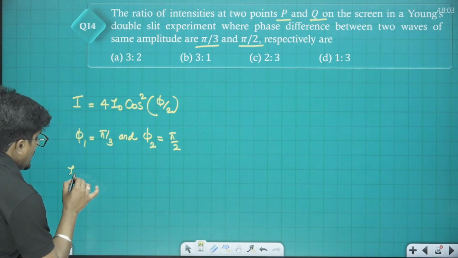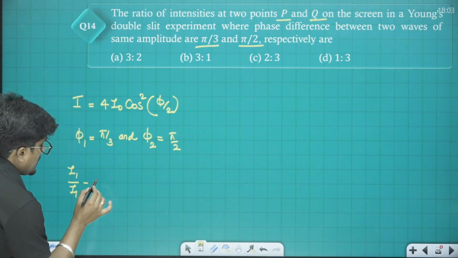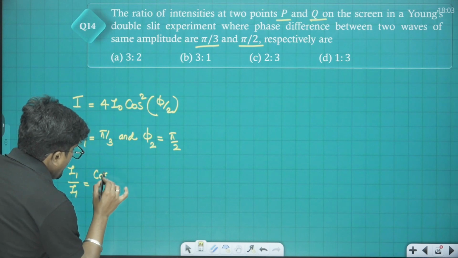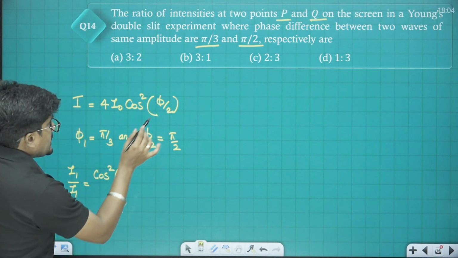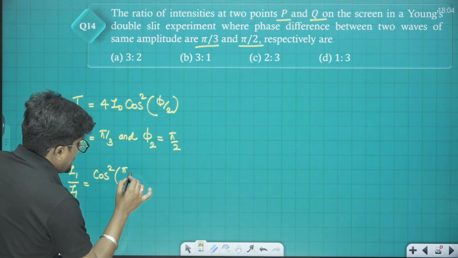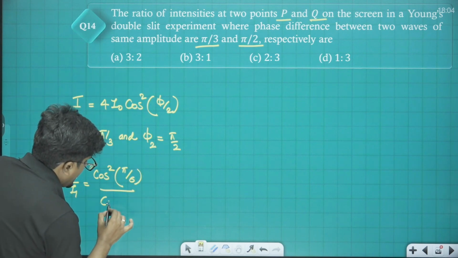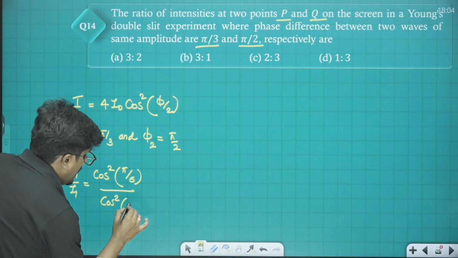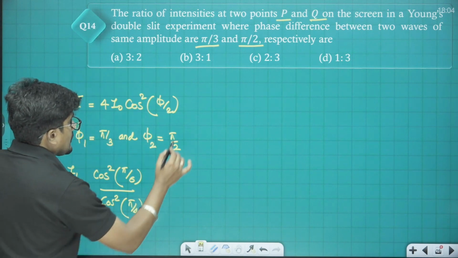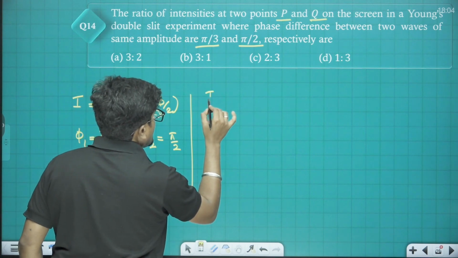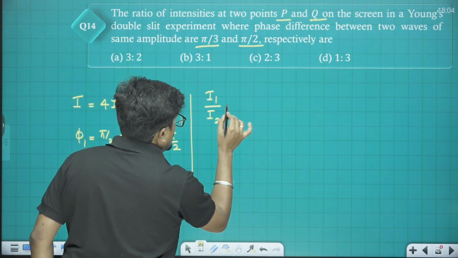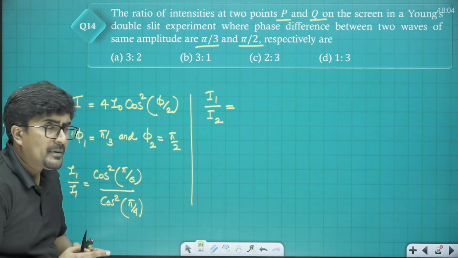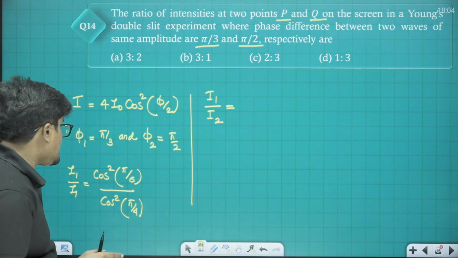Okay, so if I take the ratio I1 by I2, 4 I naught and 4 I naught will cancel. So here this is basically going to be cos square, phi 1 by 2 is pi by 3 by 2, which is pi by 6, all divided by cos square, here this is pi by 2, so half of that is going to be pi by 4. So I can say I1 by I2, here this is pi by 6. Pi by 6 means 180 by 6, that is 30 degree.